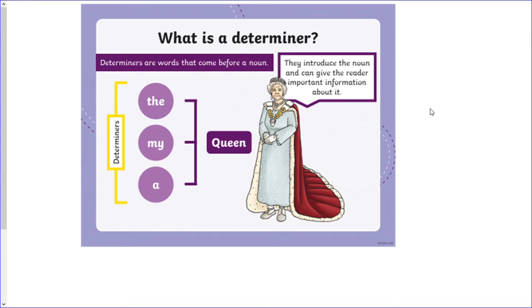So a determiner is a word that comes before a noun. They introduce the noun and they can give the reader important information. So if we have a look at the example, the Queen, my Queen, a Queen. Okay, the Queen, we're talking about a specific queen. My Queen, we're saying she belongs to you. But a queen is more general. Okay, it could be a queen of a different country. So they do have different meanings.